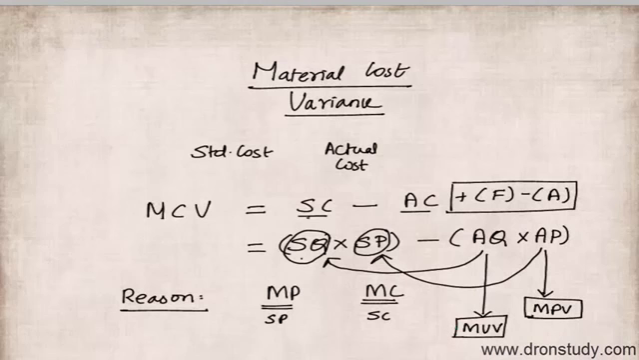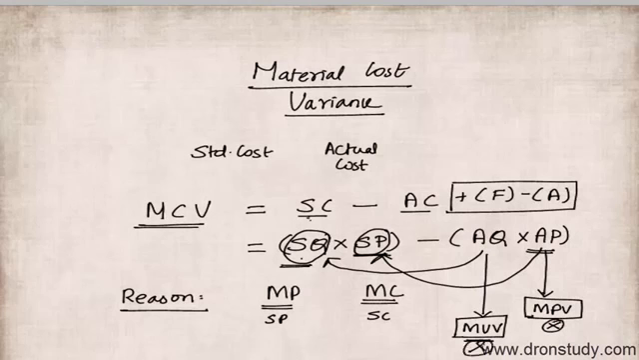I'll just repeat, here we have found the material cost variance by comparing the standard cost and the actual cost. Why the standard cost and actual cost are differing, and if you get into the reason, your actual quantity may be differing from standard quantity, so there is a change in the quantity consumed. So there is a change in the quantity usage, so we call it as material usage variance. Similarly, your actual price may be differing from standard price, so there is a change in the price, and that is called material price variance.